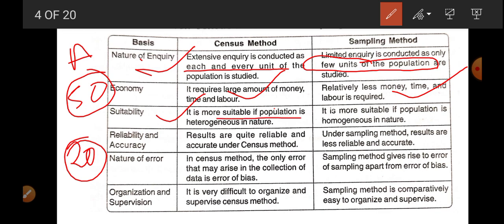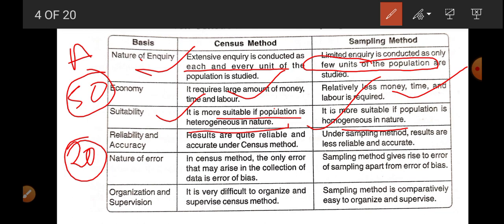Suitability. The census method is used when the population is heterogeneous in nature. Heterogeneous means each member is different from the others, there is no similarity. We can't make any grouping, so that is why we have to use the census method. On the other hand, the sampling method is used when there is homogeneity, that is, there will be some similarities, so we can make a base.